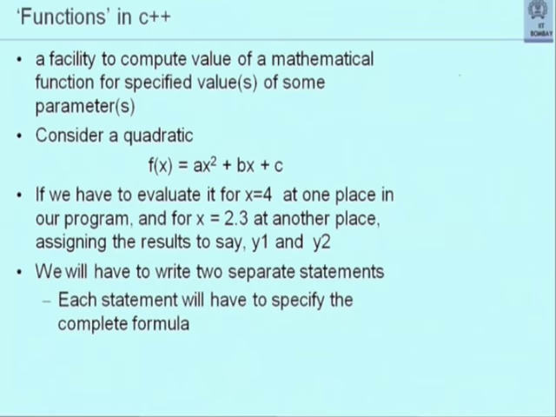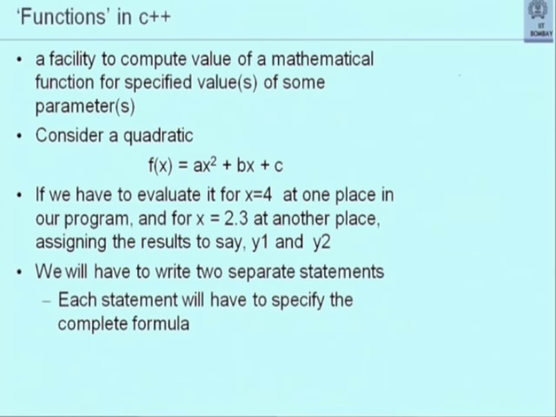But with this background, now we come to the main issue that we wanted to discuss, the notion of functions in C++. A function is a facility to compute the value of any mathematical function for the specified values of some parameters. So consider this quadratic. This is a general quadratic, a x square plus b x plus c. Note, we are not talking about solving an equation now. We are talking about just evaluating.